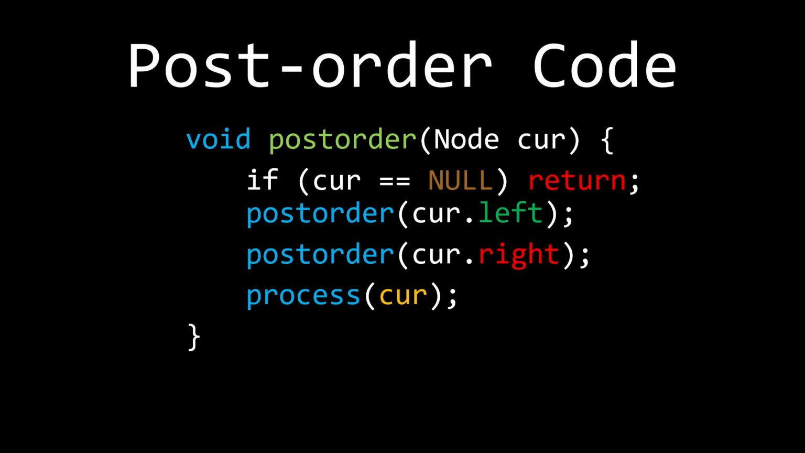In terms of the pseudocode for the post order, it's very similar to in order and pre order. So all we have is a void method called post order, which takes in a node. If the current node is null, then we just basically return nothing. And otherwise, we're going to basically just do post order on the left, post order on the right subtree, and then process the current node. So this is the pseudocode for post order traversal.